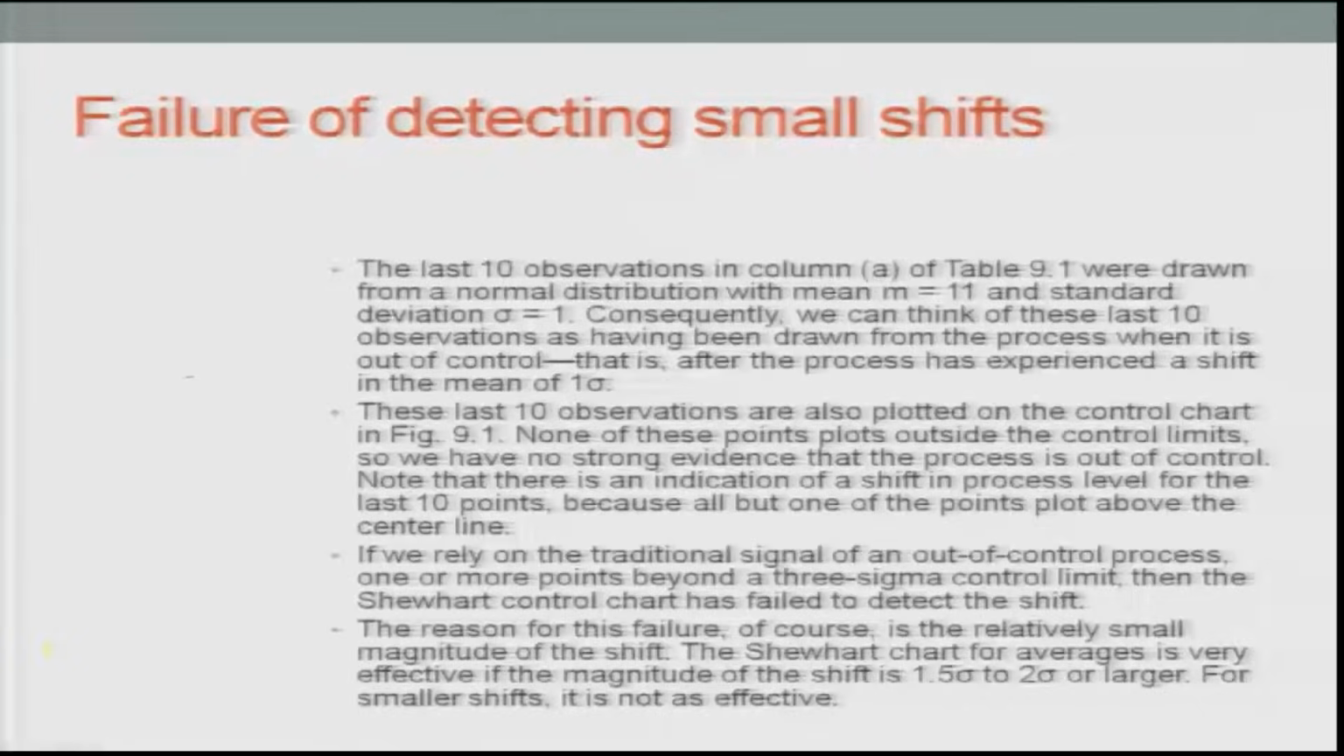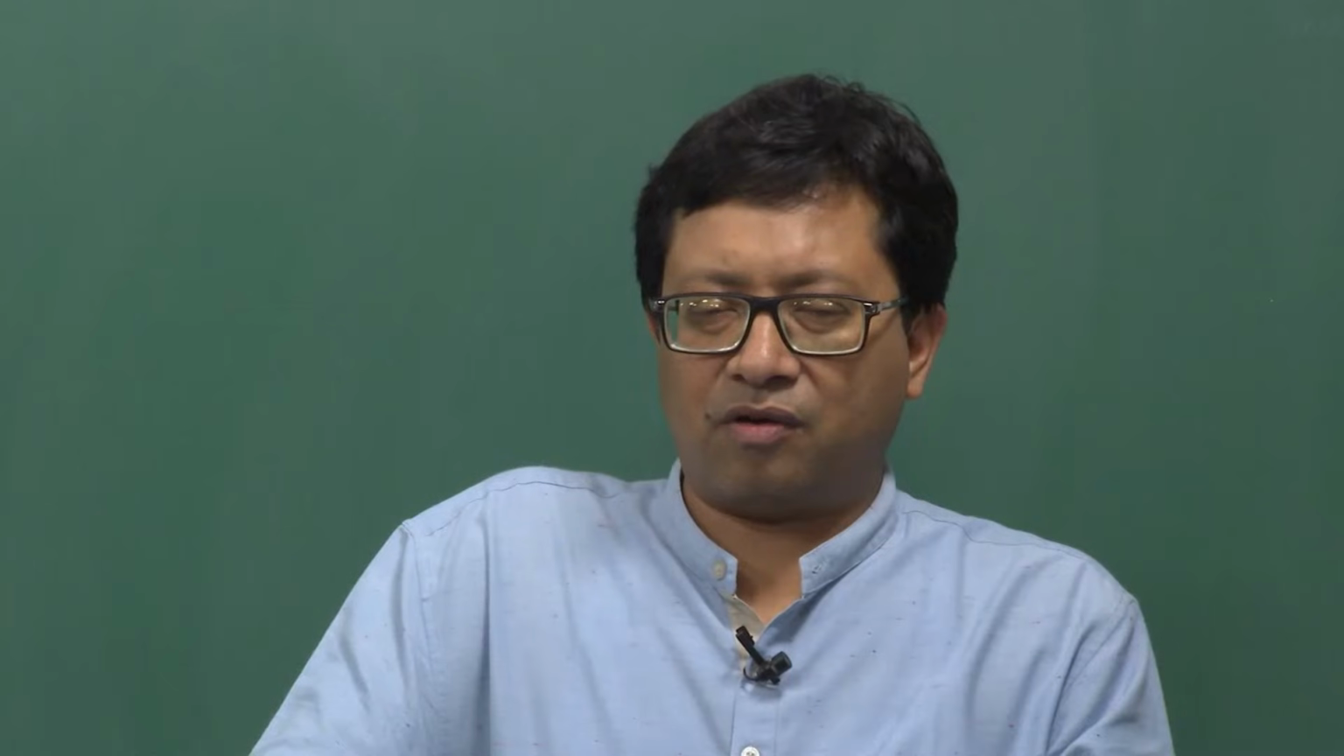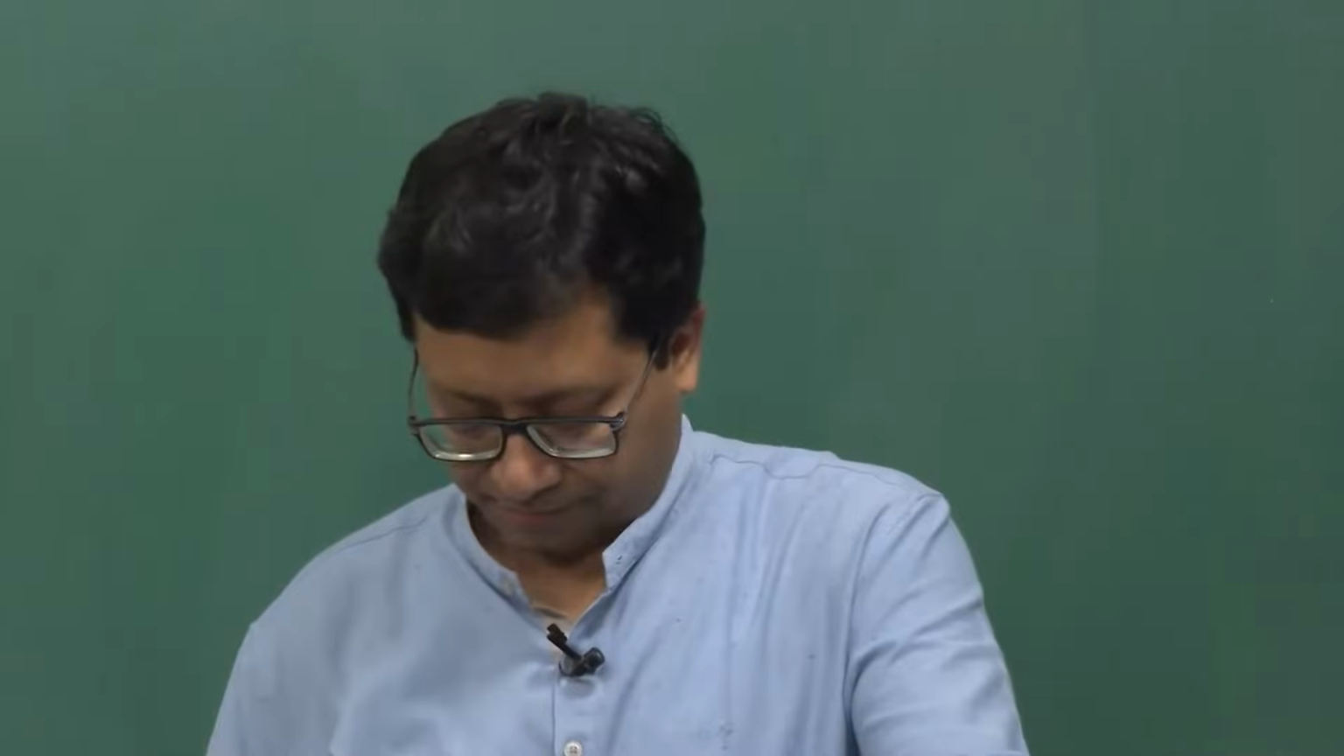If we rely on the traditional signal of an out of control process, one or more points beyond the 3 sigma control limits, then the Shewhart control charts would have failed to detect the shift. The reason for this failure, of course, is the relatively small magnitude of the shift. The Shewhart chart for averages is very effective if the magnitude of the shift is in the range of 1.5 sigma to 2 sigma. For smaller shifts it is not at all effective. So that means we are not able to understand the overall problems which are affecting the shift and take corrective actions accordingly.